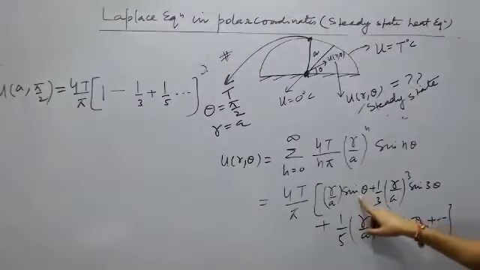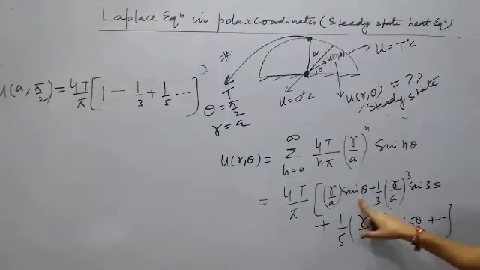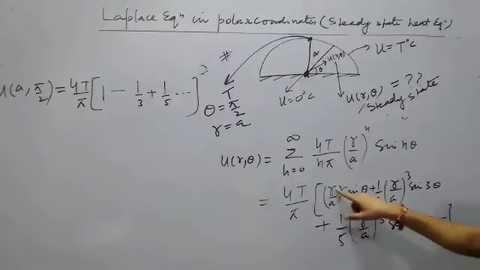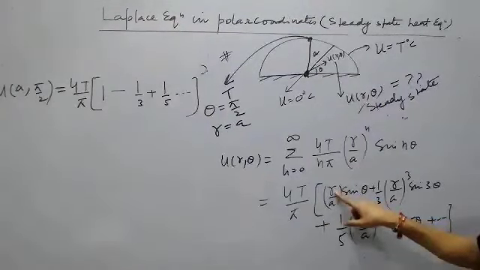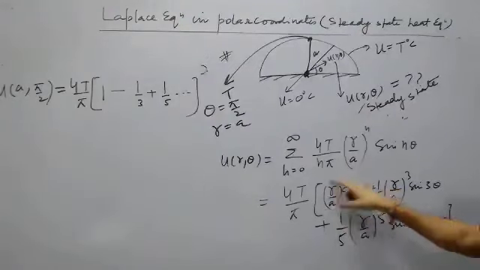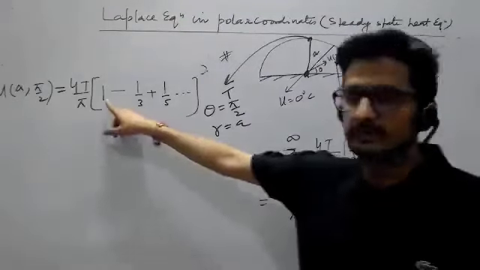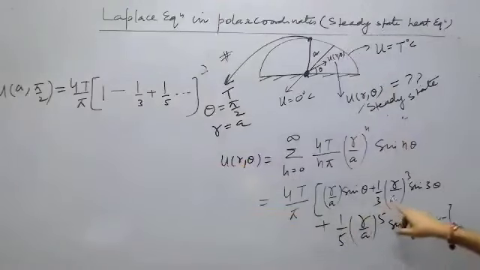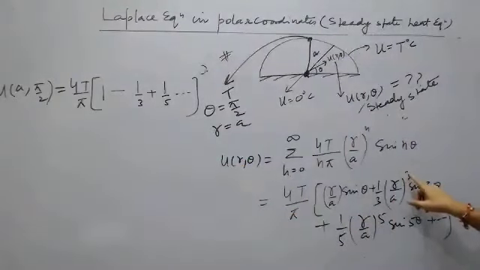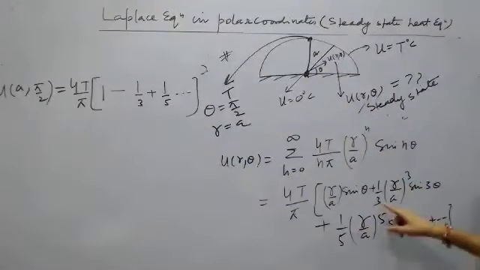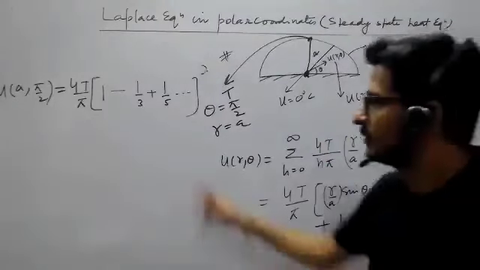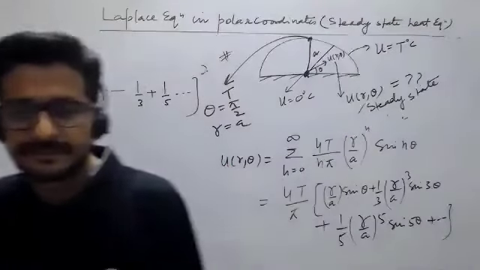What is sine pi by 2? 1. And when R is equal to A, what is this value? 1. So 1. Then, R is equal to A, this is 1, and for 3 pi by 2 it is minus 1. So that's why minus 1 by 3. Then 5 pi by 2 is plus 1. So plus 1 by 5. Is this okay? Yes, sir.